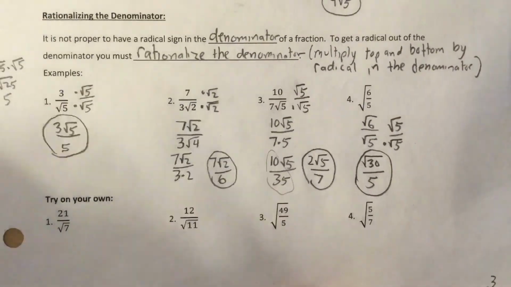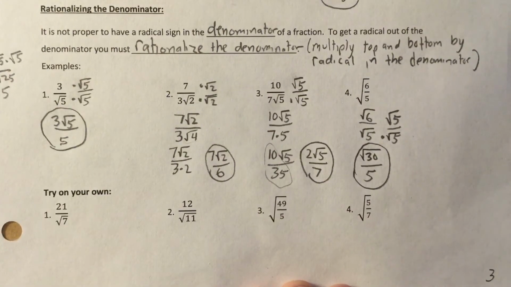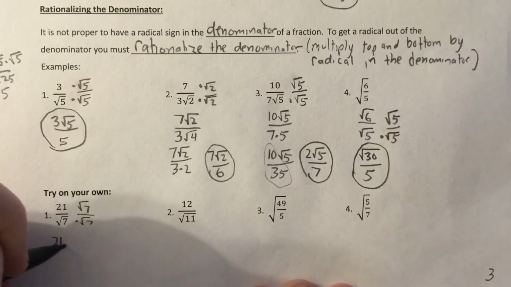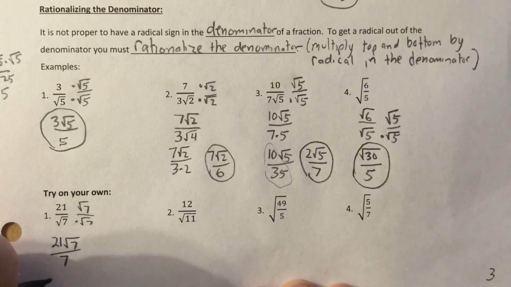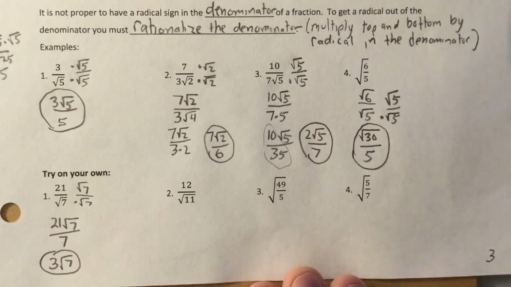Go ahead and try those 4. For number 1, you are going to multiply top and bottom by root 7. So we have 21 root 7 over 7. And then we reduce 21 over 7 to 3. So 21 divided by 7 is 3. I end up with 3 times the square root of 7 as my final answer.